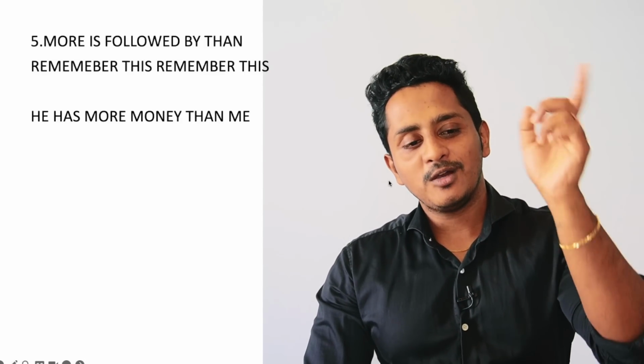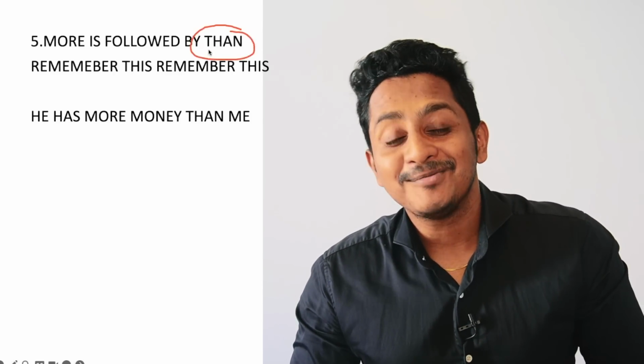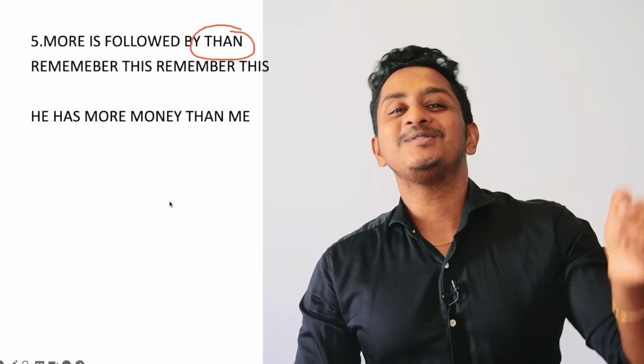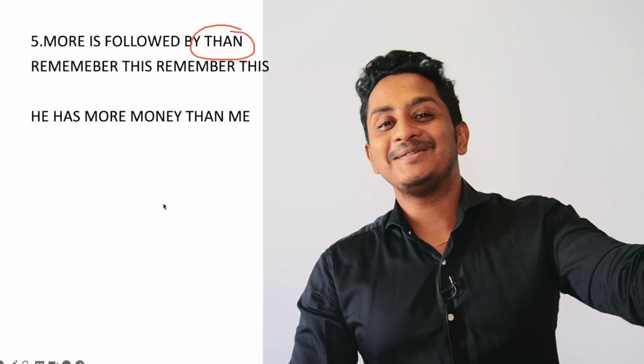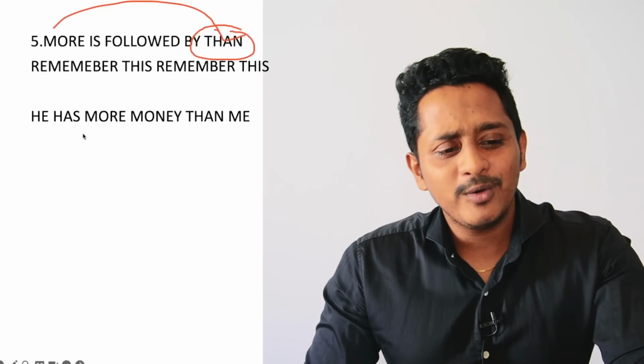After more is always followed by the word than. He has more money than me. He has more views than me. He has more subscribers than me. He has more marks than me. More and than will go, he has more money.